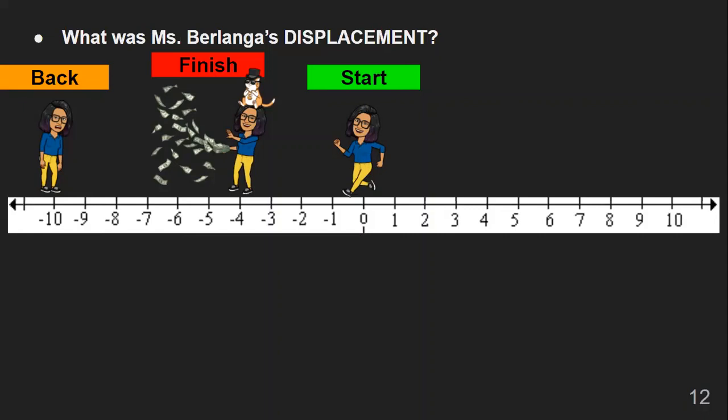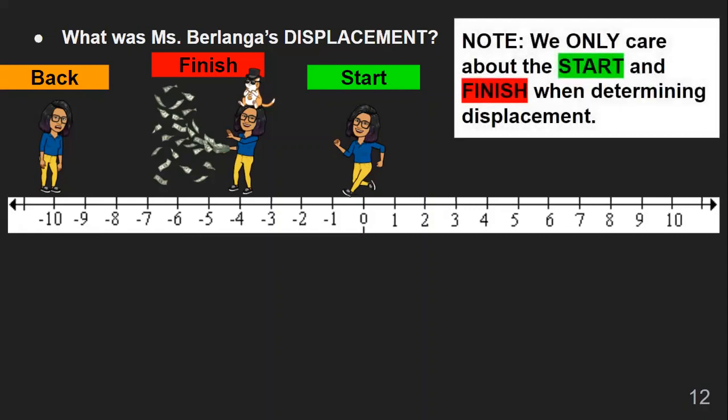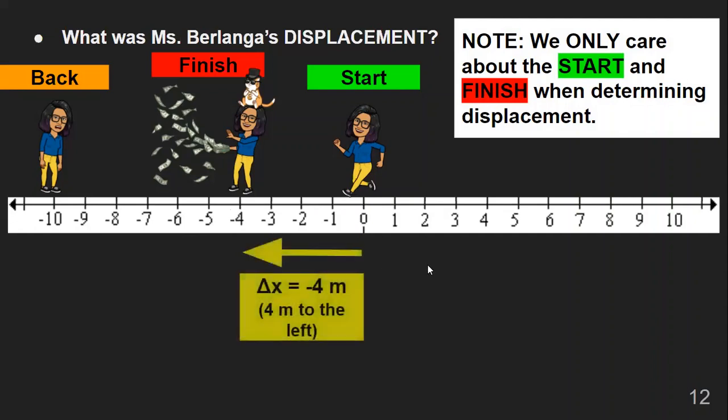All right, so looking at this diagram, again, we only care about the start and the finish when we determine displacement. We can do this graphically, so we can trace our finger or draw an arrow from the start position to the ending position. And so if we draw an arrow, we notice that we end up 4 meters to the left of our original position, or in other words, negative 4 meters.